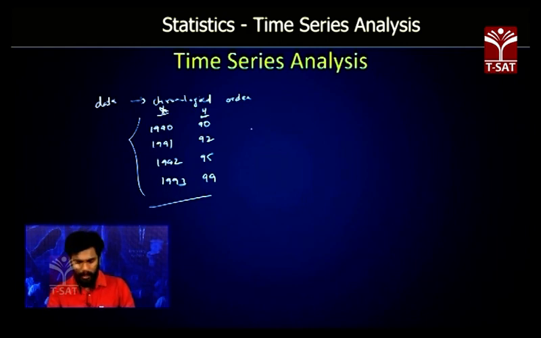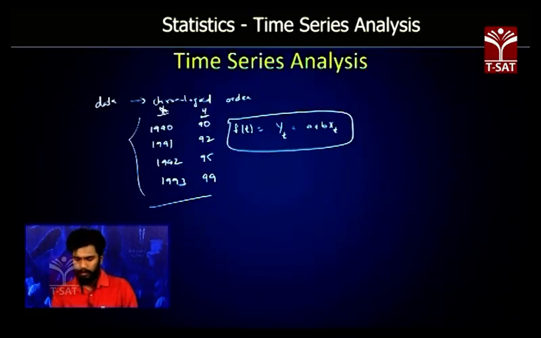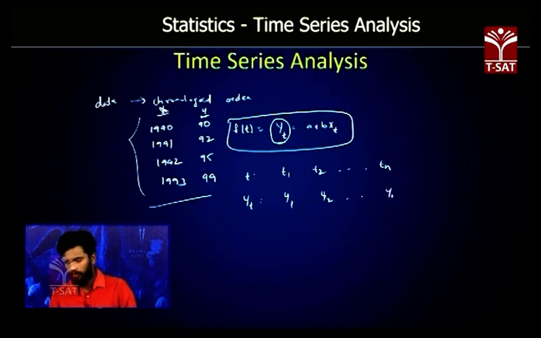Now this time series we can represent mathematically as yt is equal to a plus b xt. You can call it f of t, a function of t. Now y of t is the value according to the time. When time changes, y of t will change. Let us consider time period 1, time period 2, and so on up to time period n, and y of t has the corresponding values y1, y2, and so on up to yn.